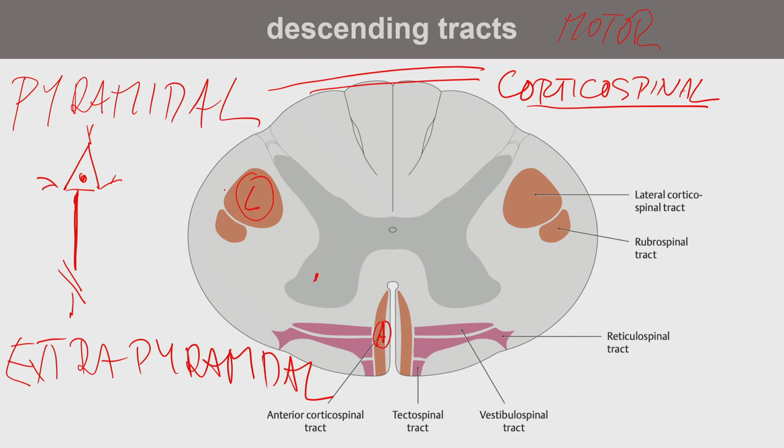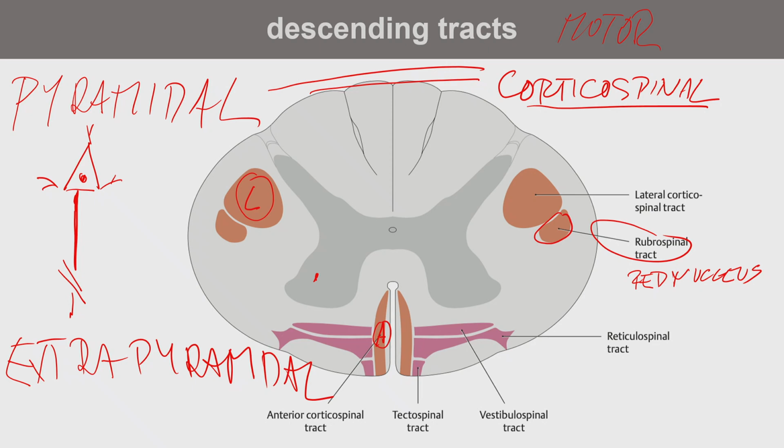Then we have also one tract which is also quite important. This is the rubrospinal tract. The rubrospinal tract is in the lateral funiculus, from the red nucleus. What's important?